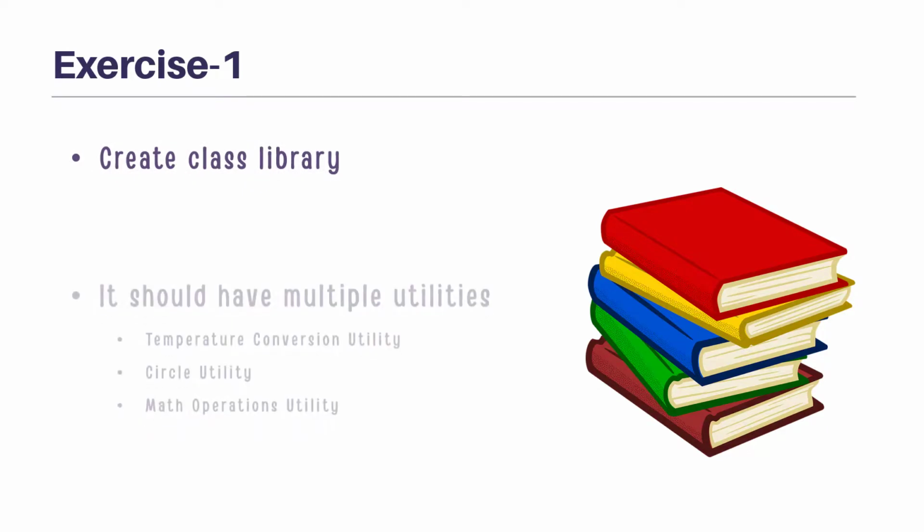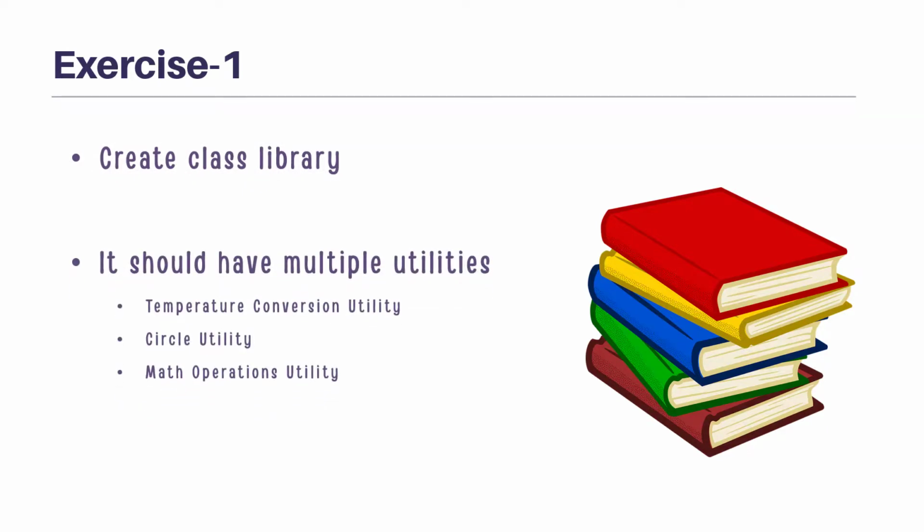Let's move on. Now this section has some assignments that you can try on your own. The first assignment is to create a class library. Let's say util.library. It should contain 3 different utilities. The first utility is a temperature conversion utility to convert temperature values from one scale to another. It can also have a circle utility to calculate area and circumference of the circle. And it can also have a math operations utility to perform 4 basic operations: addition, subtraction, multiplication, and division. Then use this class library in the console application project.